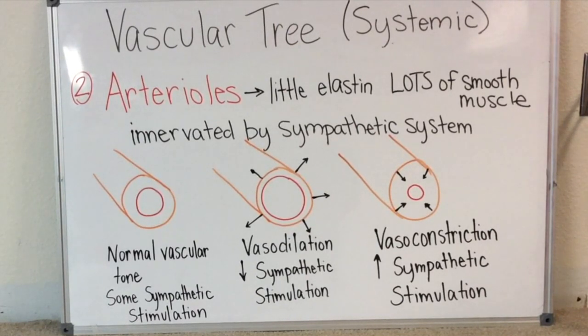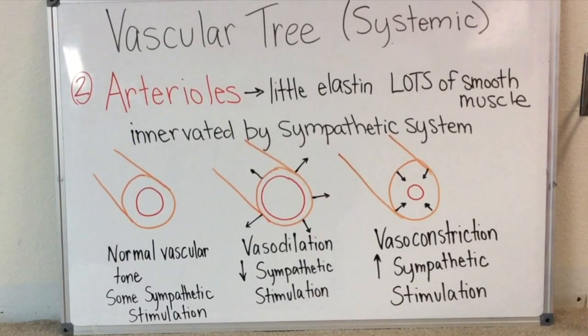Think of a boa constrictor, which gets its name by how it kills its food. It wraps itself around an animal and squeezes until that animal can no longer breathe. It slowly narrows the pathway for breathing. Vasoconstriction is the exact same thing.